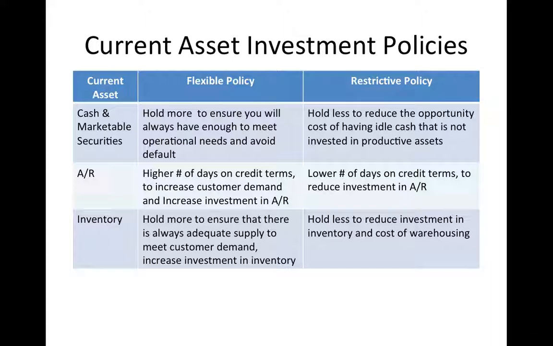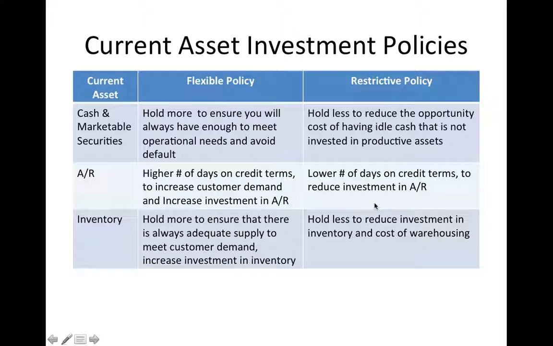In terms of inventory, I could hold more inventory to make sure that I always have plenty of supply for my customers. That way I don't miss out on any sales. But obviously that's going to increase the investment in the inventory, increase the cash that I've got tied up in that. Or I could go with a restrictive policy. And again, you could do it on individual accounts, but what we're really talking about here is a company consistently doing this across all its accounts.